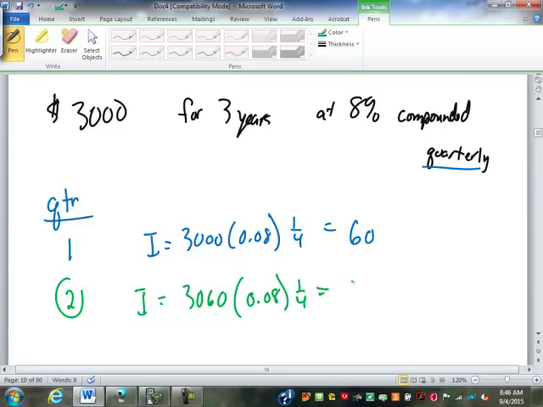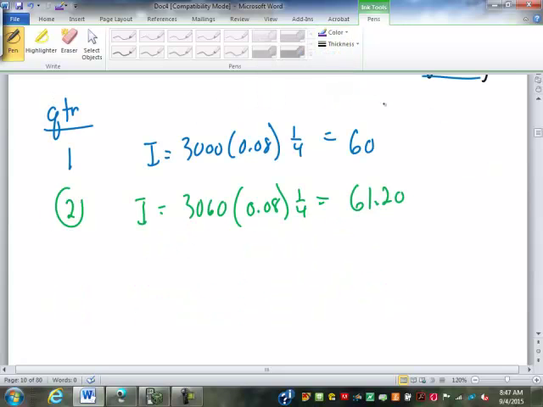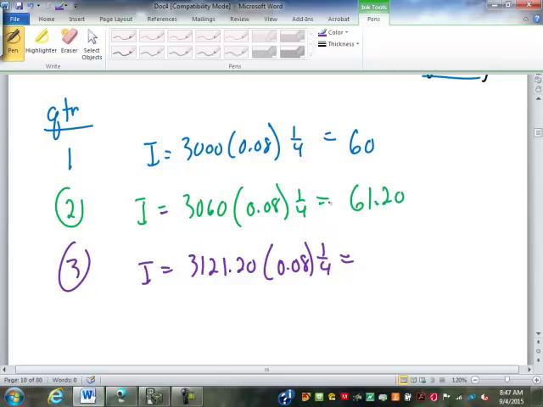which gives me an interest of $61.20. See, I've already got more interest because of interest on top of my interest. So that means I'll start quarter 3, adding the $61.20 is now $3,121.20. Now, how many times would I have to do this to get through 3 years? 12 times. 4 times a year for 3 years would be 12 times. I don't want to do this 12 times. Let's look for a shortcut.